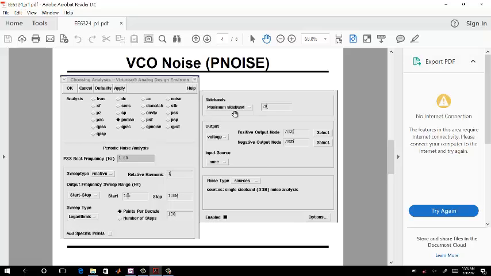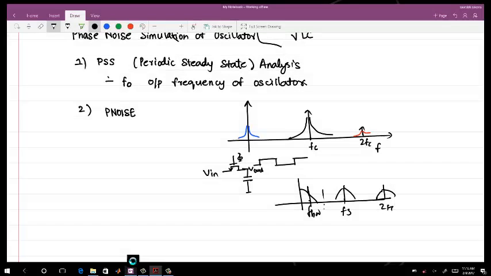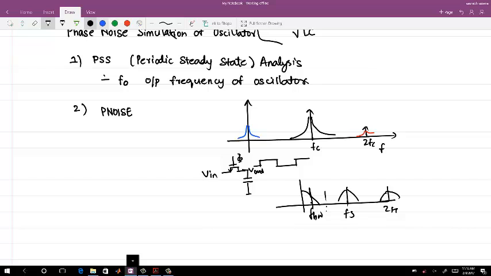Okay. So once you do the P-noise analysis and the output of the noise, here you can choose. So here if you look, there are a couple of things. Here there is no input noise source. This is an oscillator. It is not that you have an input and output gain or anything involved. So input noise source is none. And for sources, this is a single sideband noise analysis. Single sideband noise analysis means that the values which it is going to give is only this part of the phase noise. It is not going to give the combined one, like the other side.